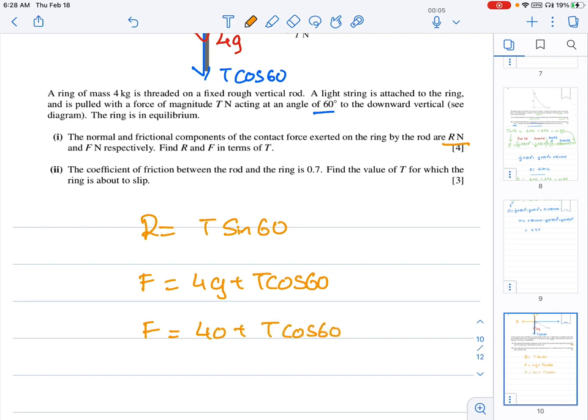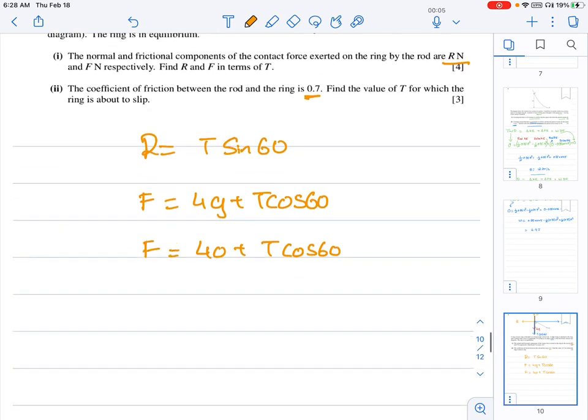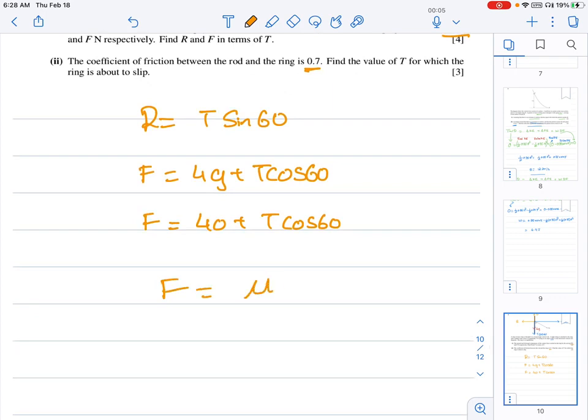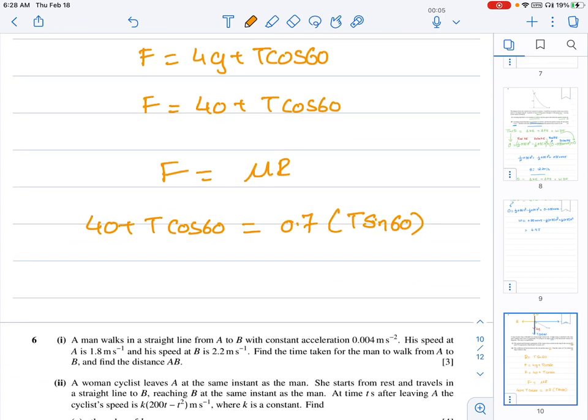Then the coefficient of friction is 0.7. Find the value of T for which the ring is about to slip. So we know that F is equal to mu R. So 40 plus T cos 60 should be equal to mu, which is 0.7, times R, which is T sin 60. That's it. So from there we can get it out. The value of T is equal to 40 divided by 0.7 sin 60 minus cos 60. That should be giving me 377.